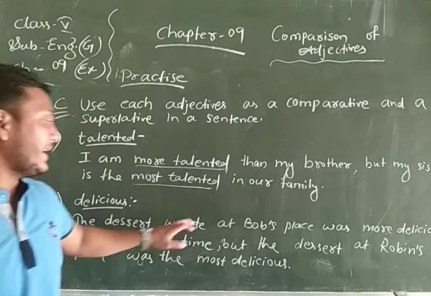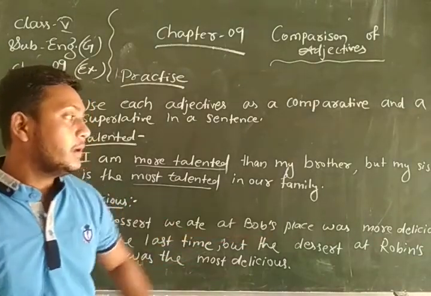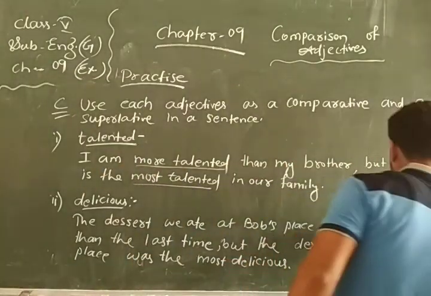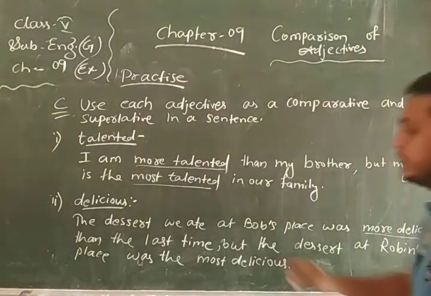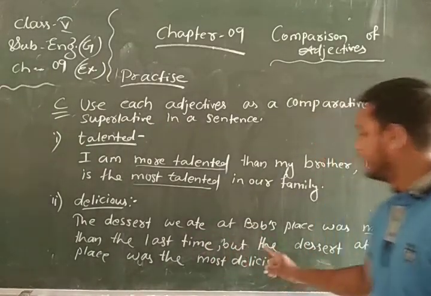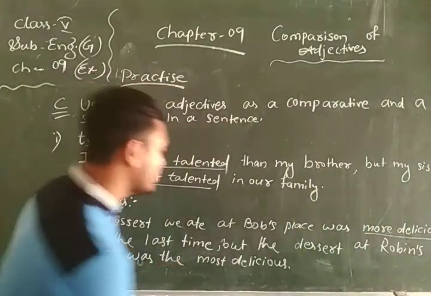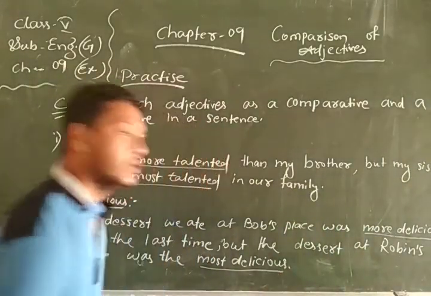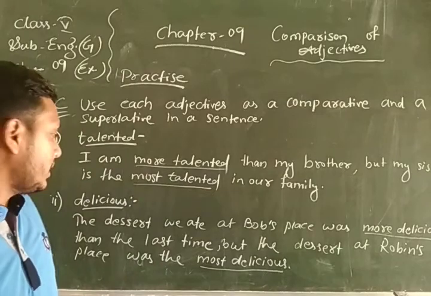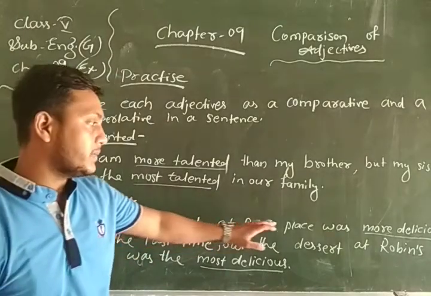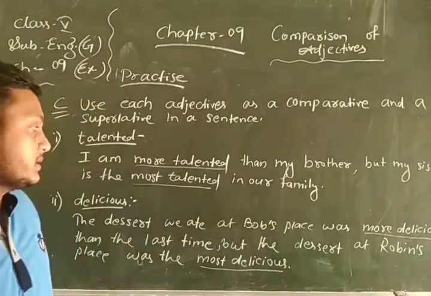Then C number 2, that is delicious. The dessert we ate at Bob's place was more delicious. Comparative form. But the dessert at Robin's place was the most delicious. It is in superlative form.